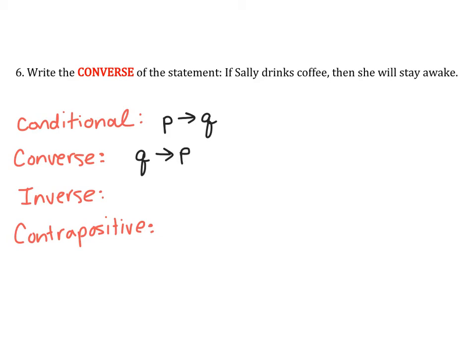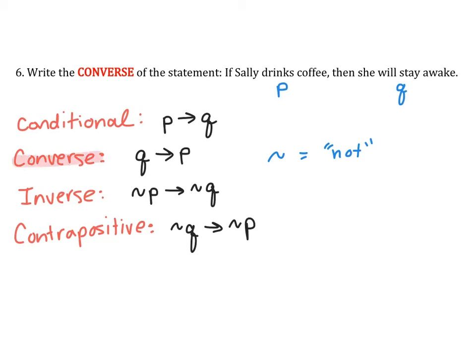An inverse statement is if not P, then not Q. Remember, this little squiggly means the word not. So for example, if Sally does not drink coffee, then she will not stay awake. And the contrapositive is if not Q, then not P. So those are the 4 things you need to know. So let's go diagram our original statement. If Sally drinks coffee, that's our P statement, then she will stay awake. That's our Q statement.